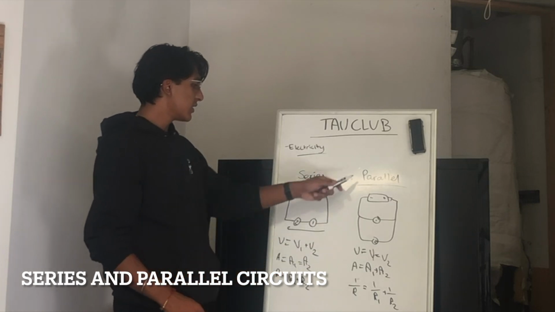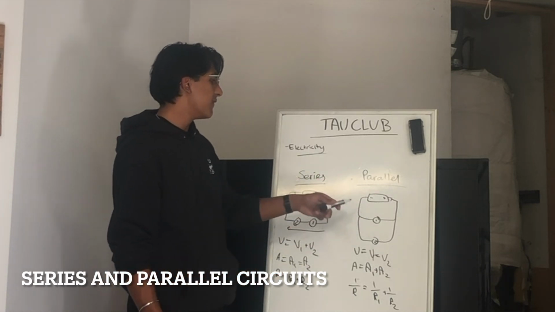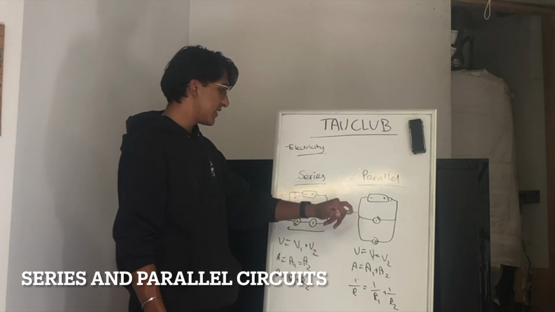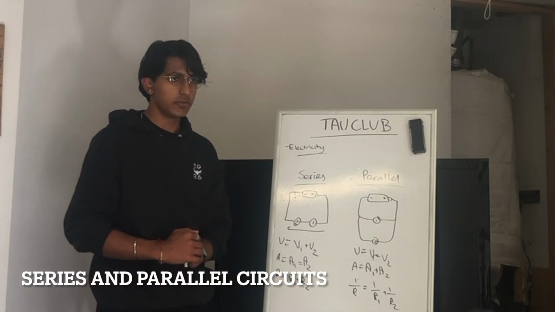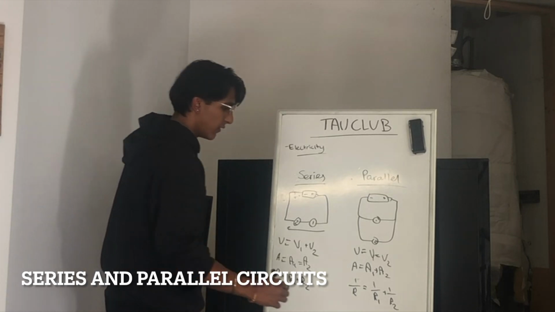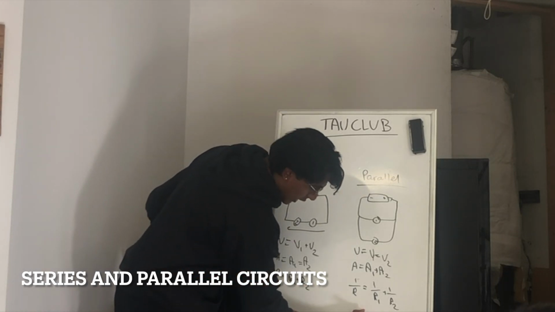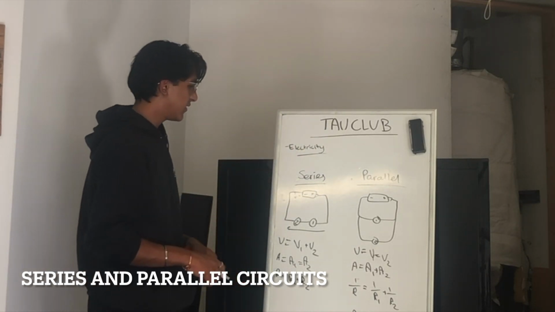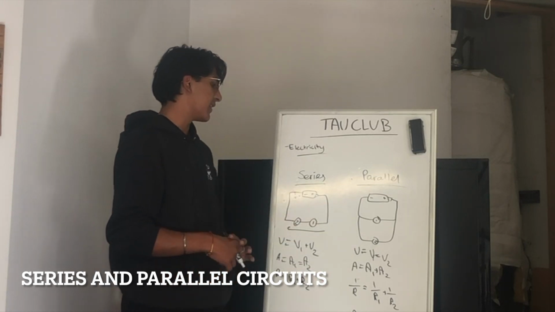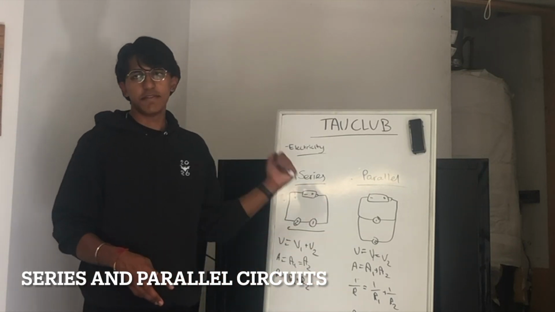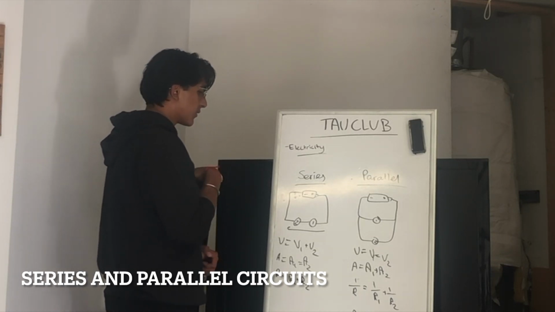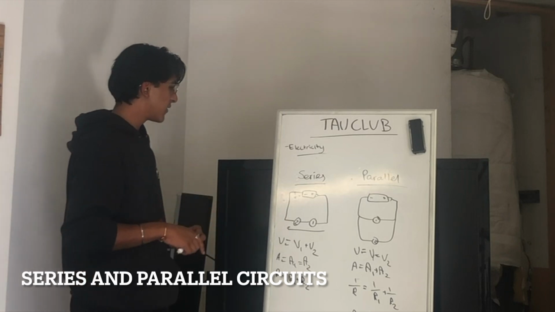Okay, so the total resistance of a parallel circuit has to be less than the resistance experienced by either 1 or 2. Okay, so R is less than R1 and R is less than R2. So this is a rule for resistance in parallel circuits. If that's not the case, then you've done your calculations wrong. Any questions?